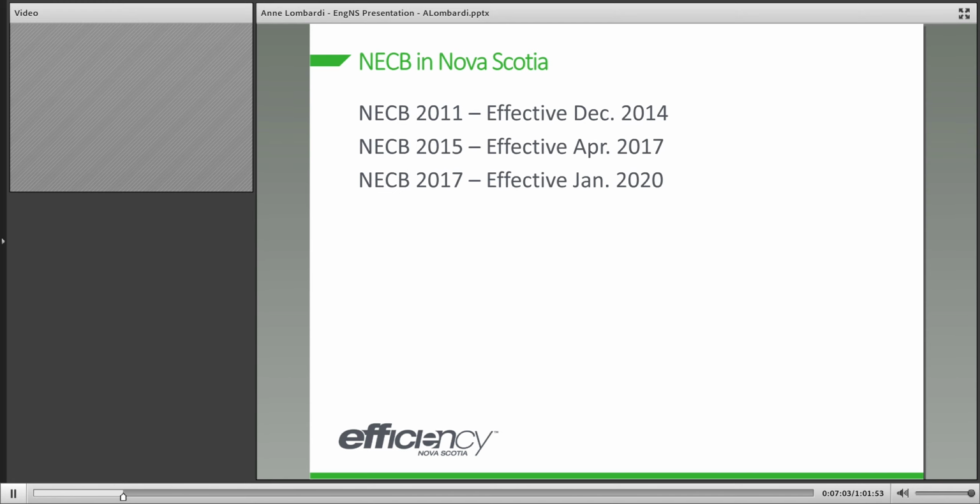In Nova Scotia, we're currently using NECB 2017 as of January 2020, but before that we did have the other codes in effect. So really we've been using this code for quite some time in the province, and we've just been slowly adopting new codes as they become available, which is really good, right?